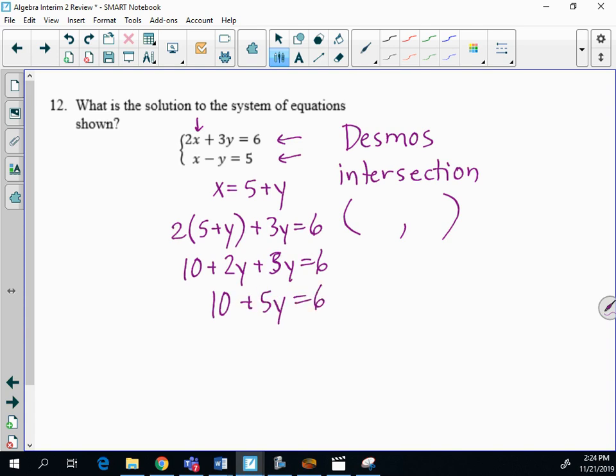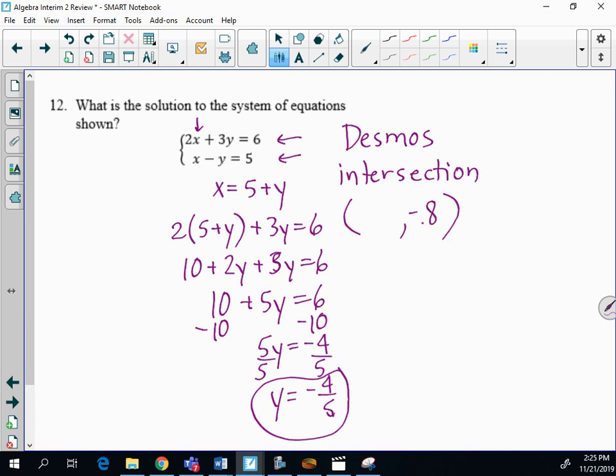So let's see. I am subtracting 10. And then I have 5y equals negative 4, and I'd be dividing by 5. So y equals negative 4/5. Now, the equivalent of that in Desmos should have come out as negative 0.8 for y.